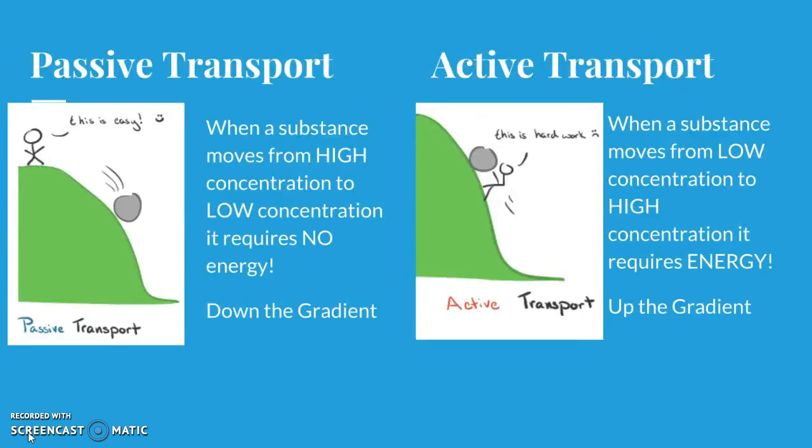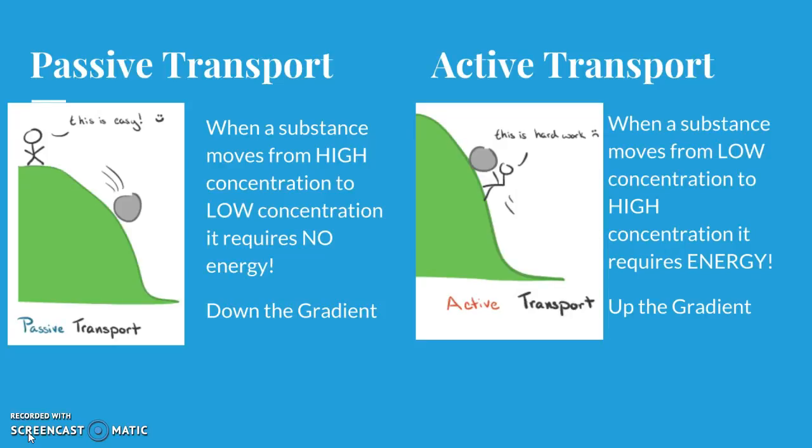When we deal with passive transport, it's really easy because we're going to go from an area that's high to an area that is low. And so it requires absolutely no energy. We say it's going down the gradient, just like going down a slide or going down a hill.